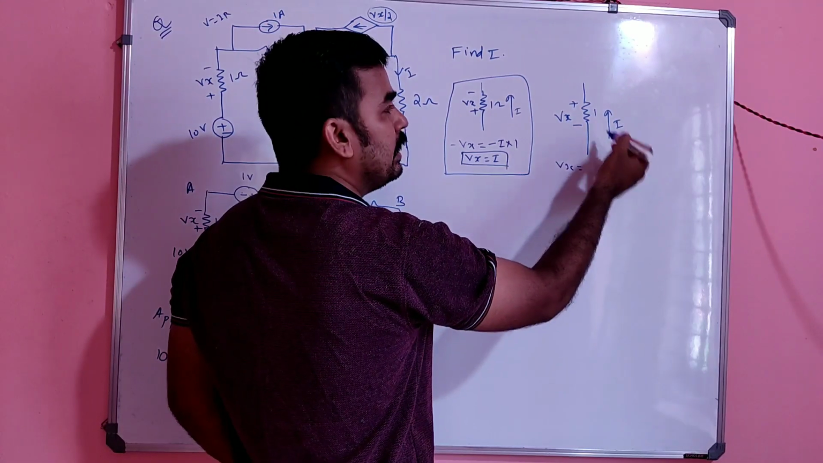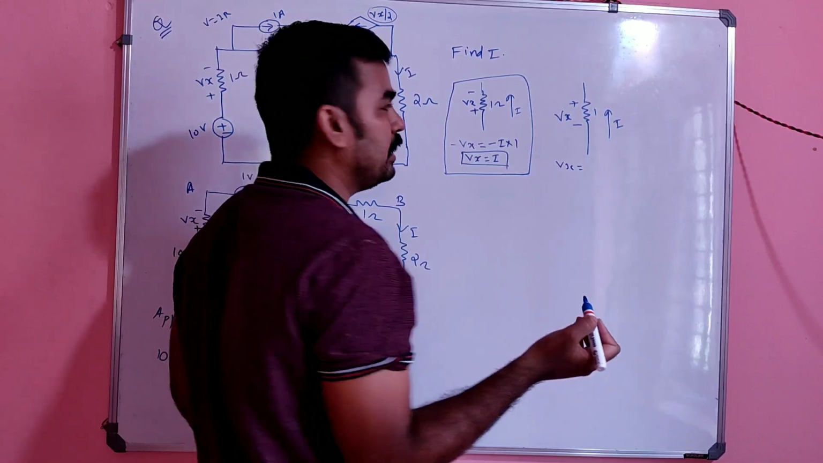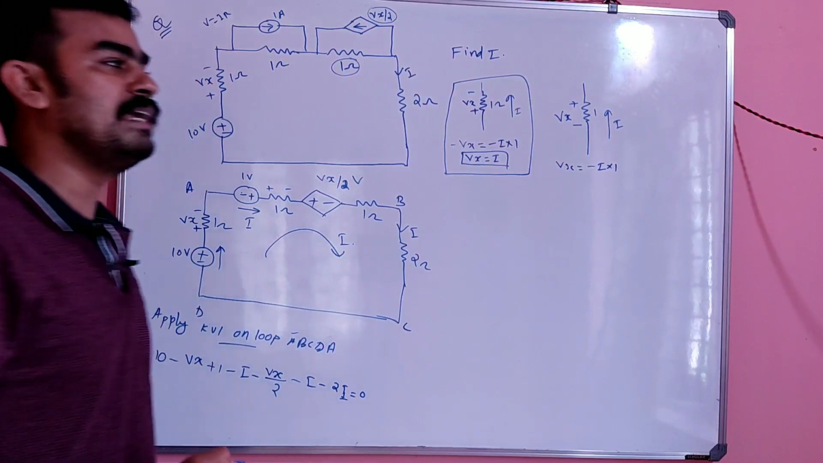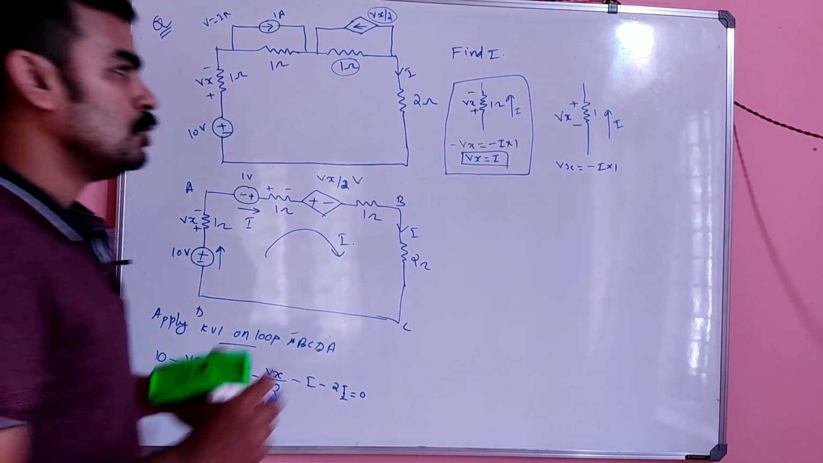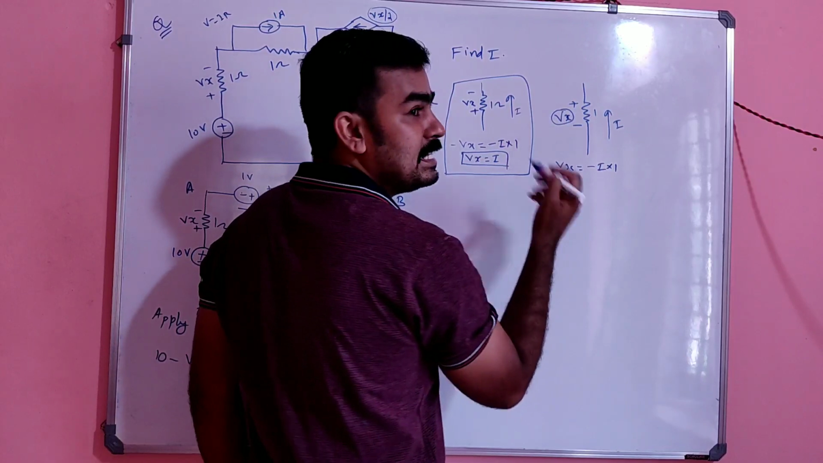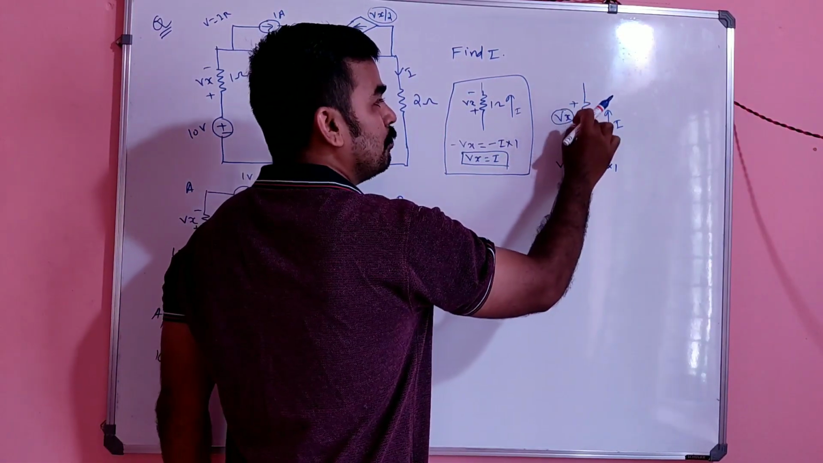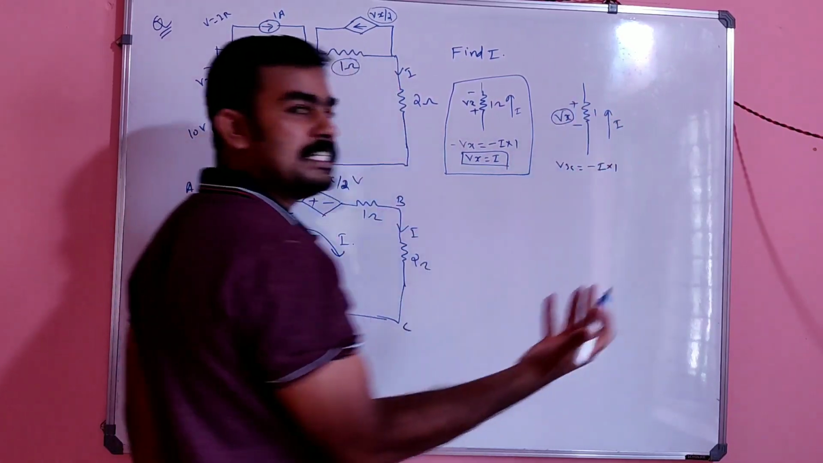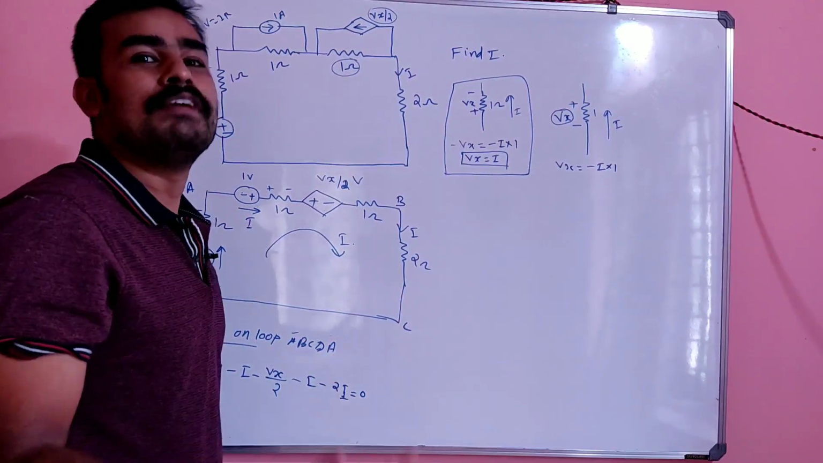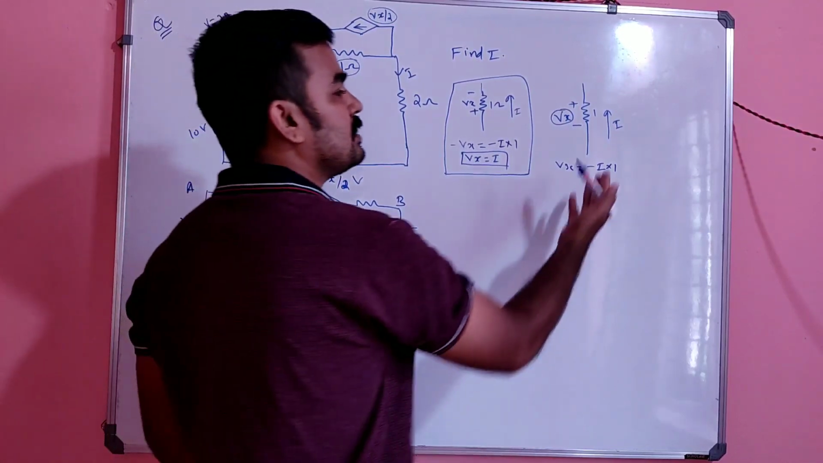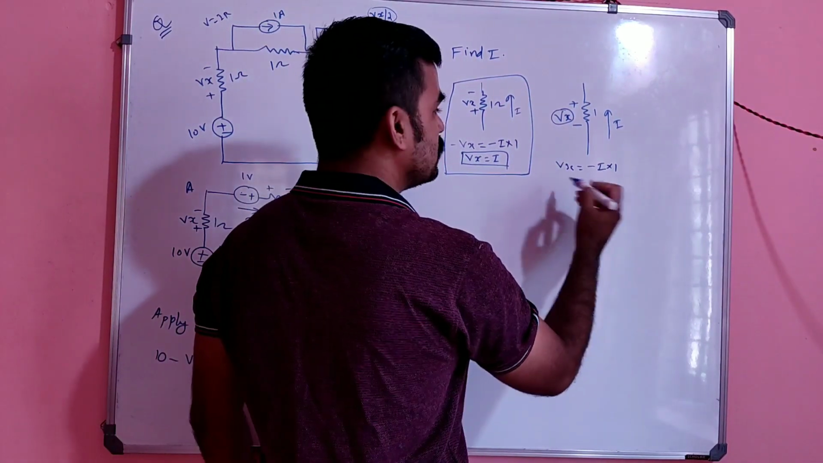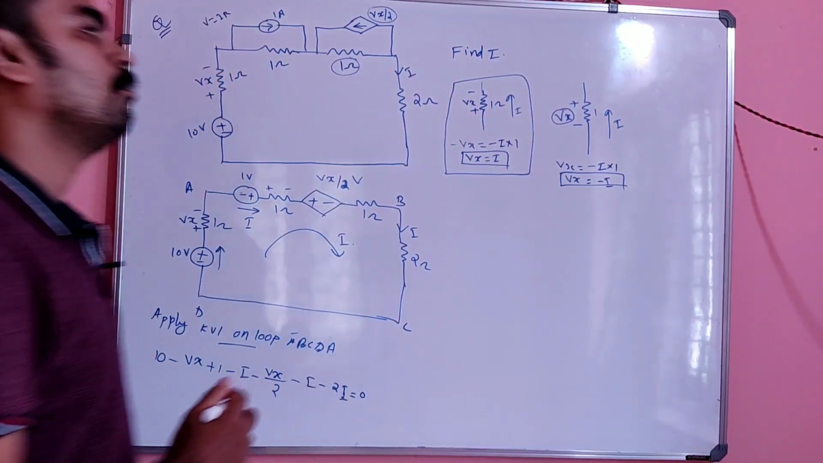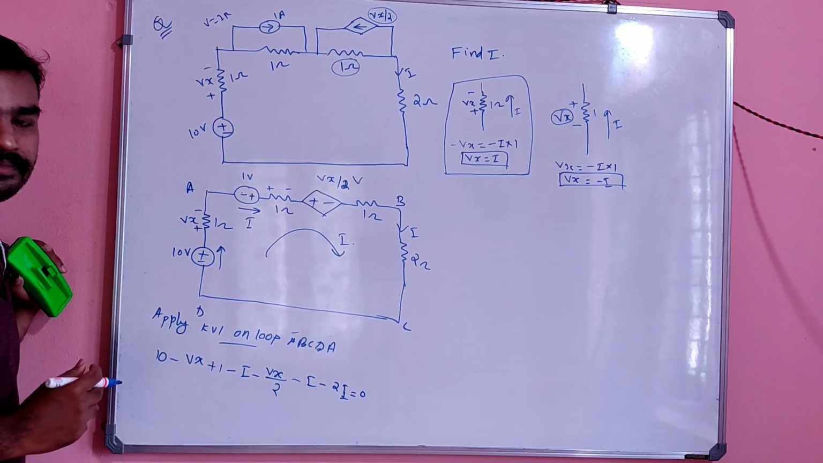Whenever current flows in a resistor, there will be a voltage drop. That voltage drop will be minus I into R. Regarding this voltage as a source, going from minus to plus, it is plus Vx. When considering it as a resistor, there will be a drop, and a drop is always considered minus. So Vx equal to minus I. You have to know both situations well.